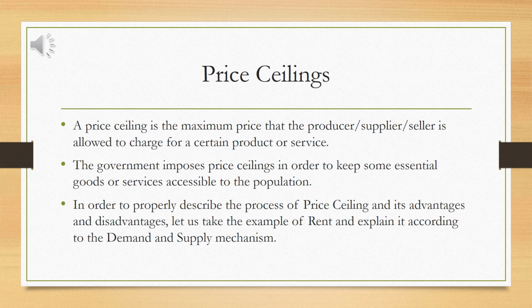A price ceiling is the maximum price that the producer, supplier, or seller is allowed to charge for a certain product or service. The government imposes price ceilings in order to keep some essential goods or services accessible to the population. In order to properly describe the process of price ceiling and its advantages and disadvantages, let us take the example of rent and explain it according to the demand and supply mechanism.